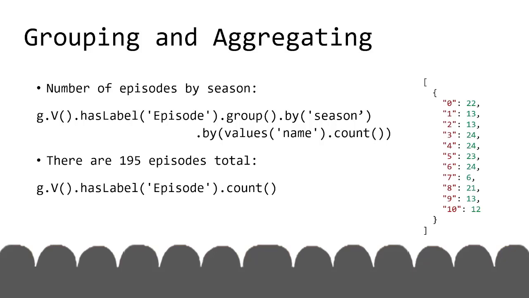And then finally, we have another dot by, and in that by, we have values, name, dot count. We want the name value, we want the count for each of those names, and then we'll group that by the season. That's how that is read. You'll notice here that we have the seasons from 0 through 10, and the most popular have 24 episodes, so that's seasons 3, 4, and 6. How many episodes do we have total in this data set? We have 195, and I got there by doing g.v.hasLabel episode.count.